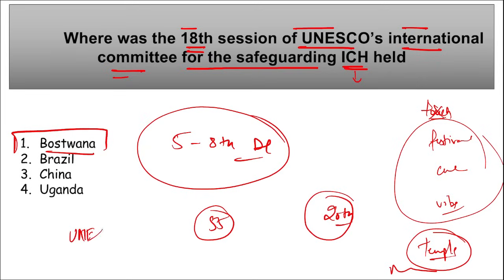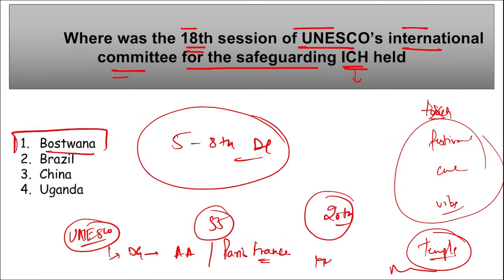UNESCO, we can say this ICH list is of UNESCO only. Then who is the Director General of UNESCO? Audrey Azoulay. Where is the headquarter? It is in Paris, France. And when was it established? In 1945 this was established.